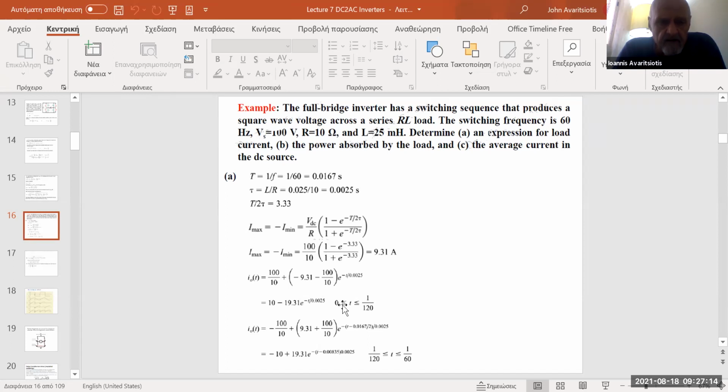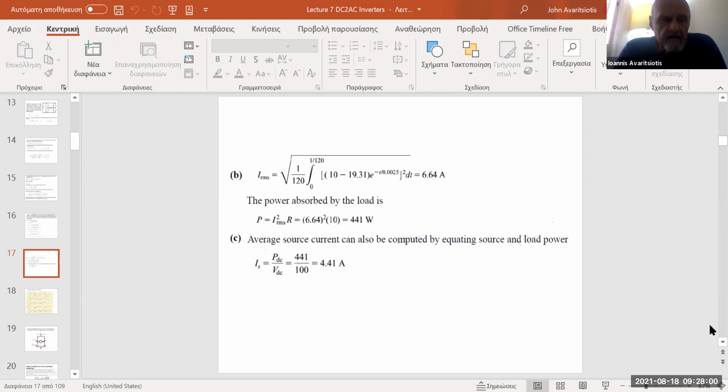And of course, we can do the same for the second half of the period. If you remember, the sign of the voltages was reversed, and we obtain again another formula, and finally, for the second half of the period, we obtain this formula, which shows us how the current value varies with time. As we can see, it consists again of a constant term, minus 10, plus an exponential term, as you can see at the bottom of the slide.